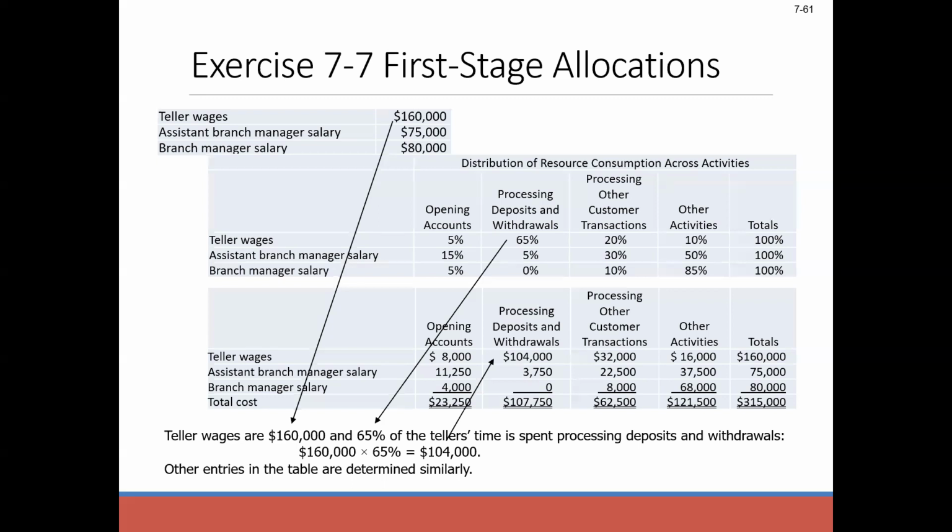So this shows how you go about computing the first stage allocation of the various different salaries to various activities, and assigning costs to those various activities. Okay.